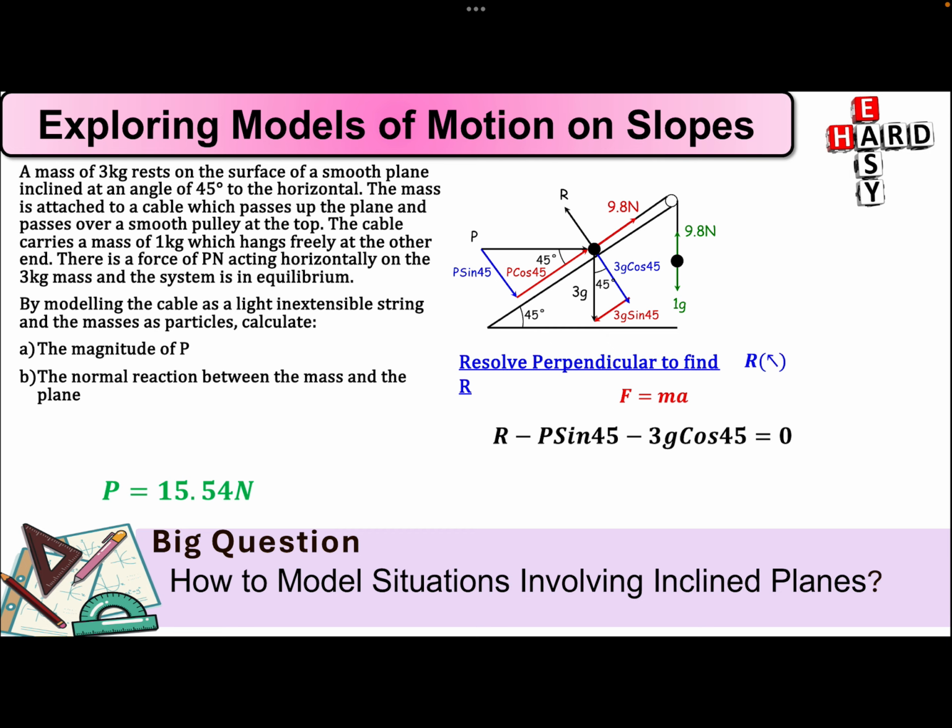So we are going to write down R minus P sine 45 minus 3g cos 45, and make it equal to 0 again. Everything is in equilibrium. You want to rearrange and work out the normal reaction force in this case. Give your answer to 3 significant figures.